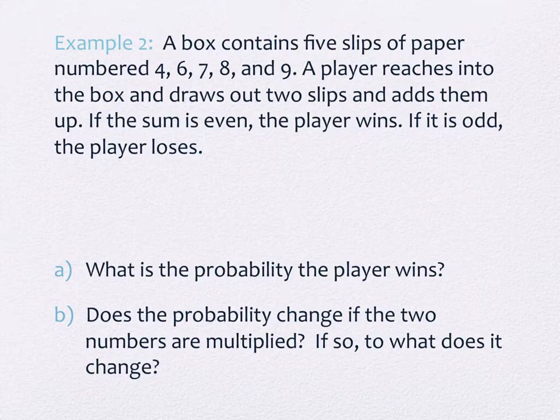So what we have to do is we have to draw something that shows what happens when this guy reaches in and draws out a number from the box. Everybody with me? Okay, so one possibility is that he reaches in and he draws out a number 4.